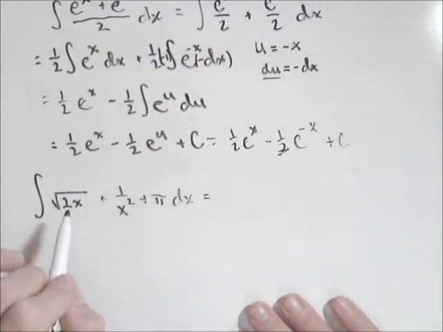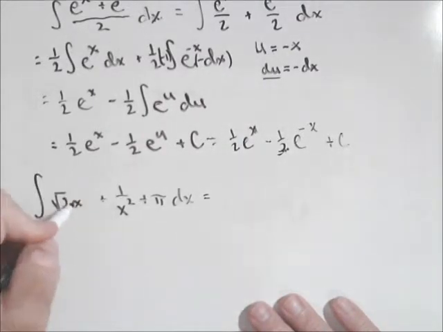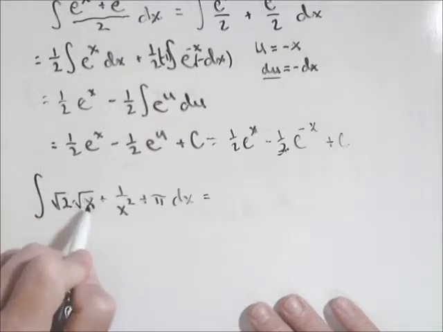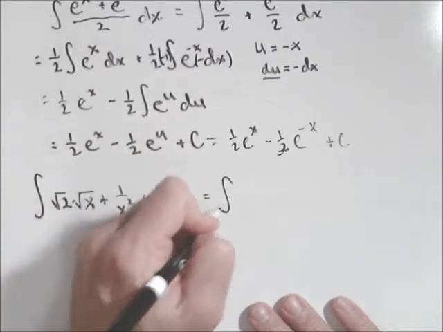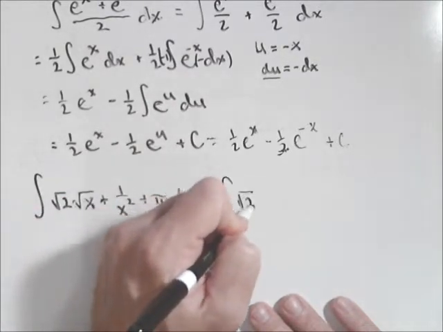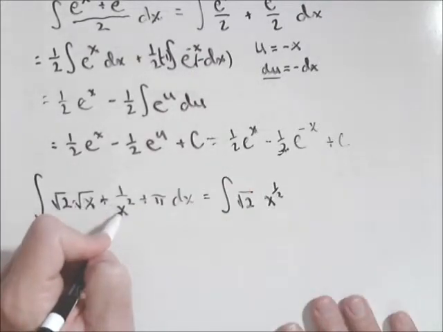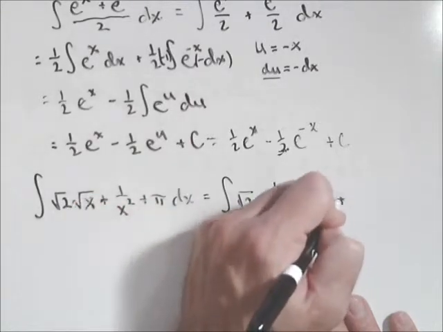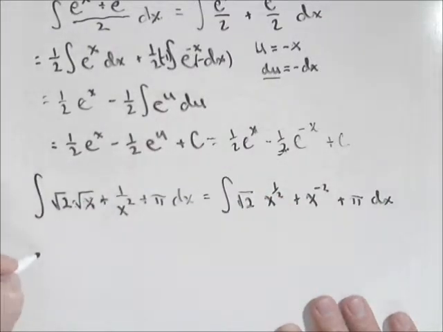Alright, now you could use a u sub on this one, but we're not going to need to. Property of exponents is I can split this up into square root of 2 times square root of x. And so now I'm just going to rewrite that guy as a power function and think of square root of 2 as a constant. So I have the antiderivative of square root of 2 x to the 1/2. This one I want to rewrite as a power function, so plus x to the negative 2 and plus pi, which is just a constant, dx. So I'm going to do this one piece by piece.